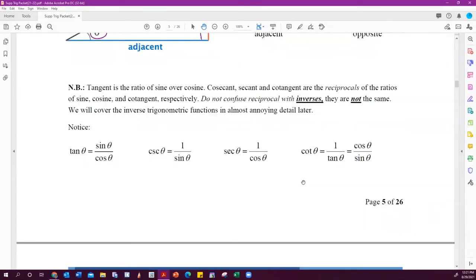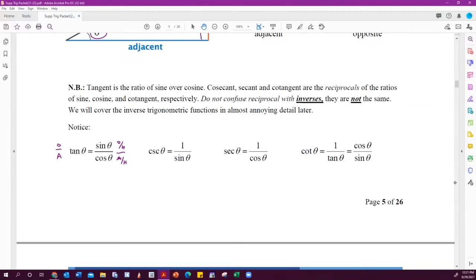Do not confuse these with inverses, right? These are not inverses, they're reciprocals. Notice there are some interesting relationships in here. Since tangent is opposite over adjacent, that's actually the same as opposite over hypotenuse divided by adjacent over hypotenuse, right? Because the h's would cancel out. So tangent is actually the same as sine over cosine.